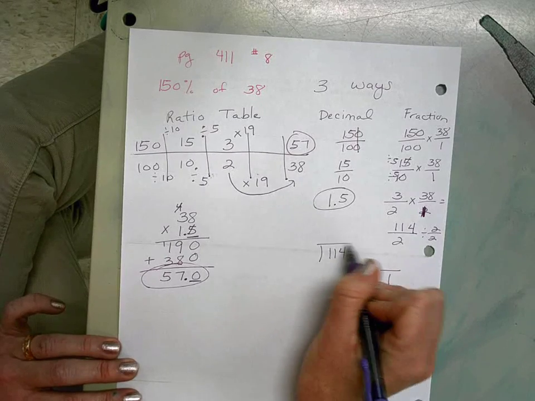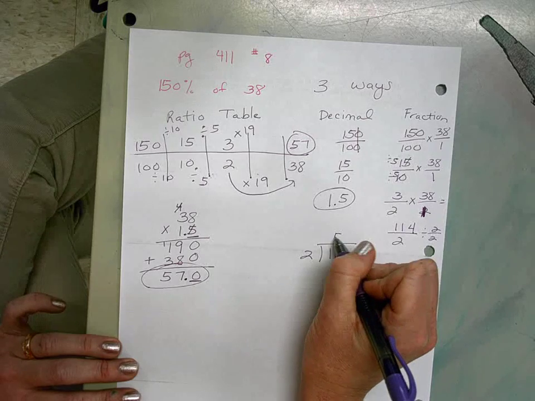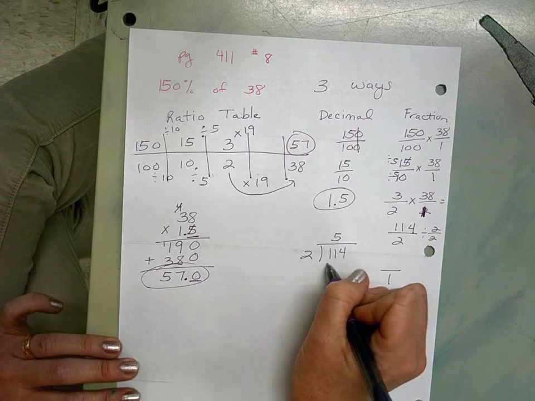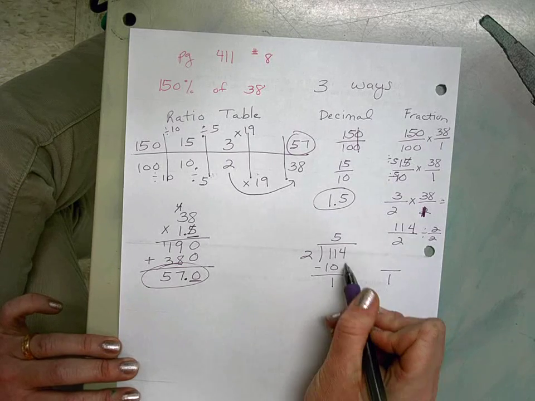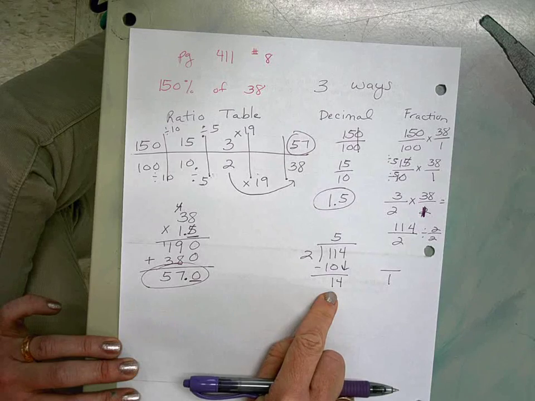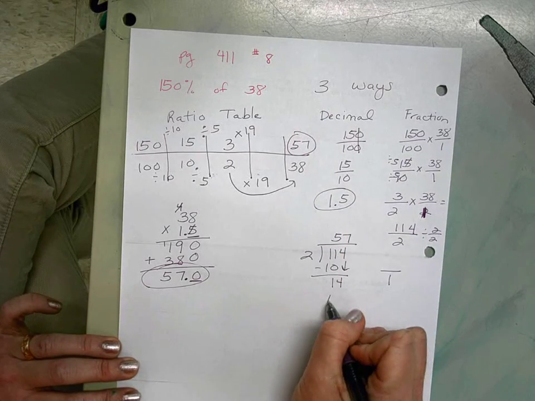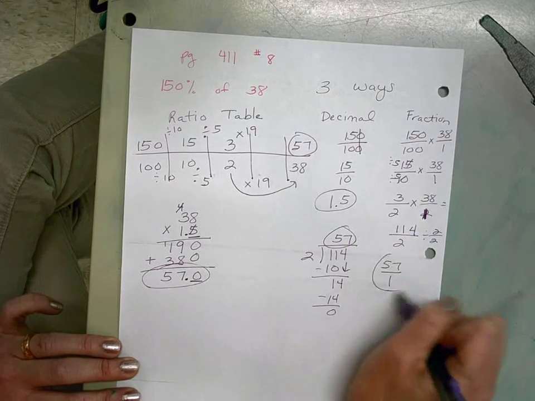And in case you don't want to do all that in your head, let's write it out. 2 goes into 11 5 times. 5 times 2 is 10. 11 minus 10 is 1. Bring down my 4. 2 goes into 14 how many times? 7. No remainder. So my answer is still 57.